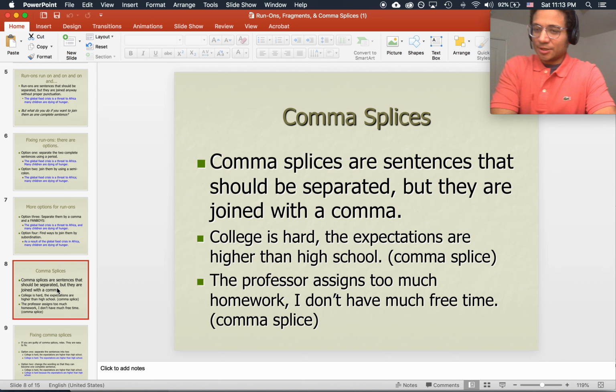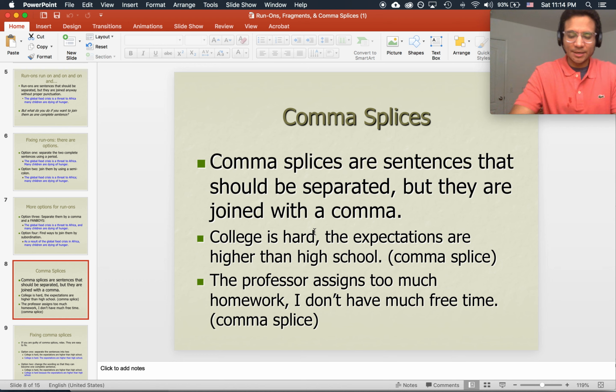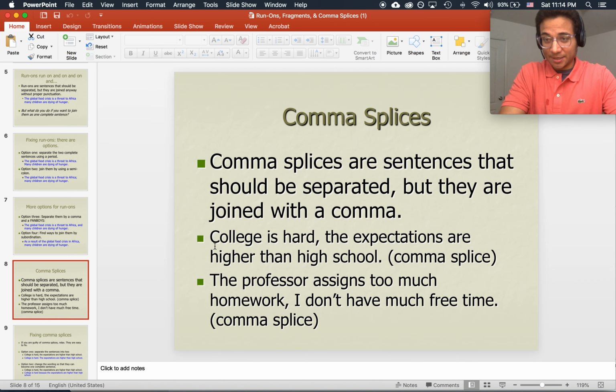Okay. The next one, guys, is a comma splice. Simply put, a comma splice is using a comma instead of a semicolon. You already know that a semicolon is used to separate only independent clauses that are directly interrelated. Look at this one here. Don't use a comma, use a semicolon, because that's called a comma splice. College is hard, the expectations are higher than high school. It's a comma splice because these are both independent clauses.